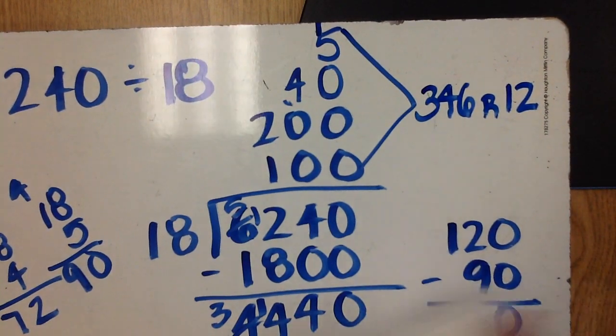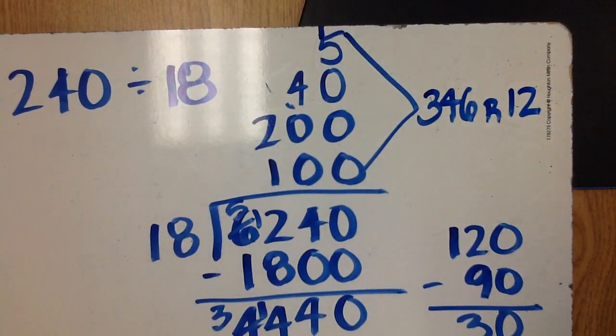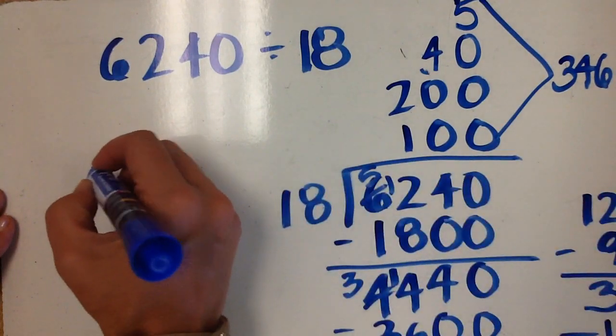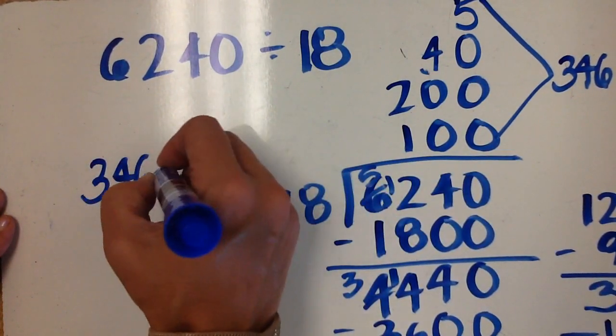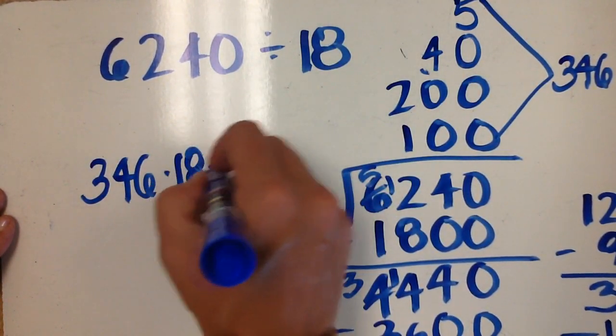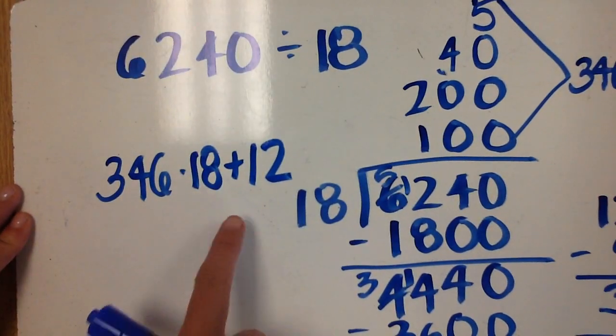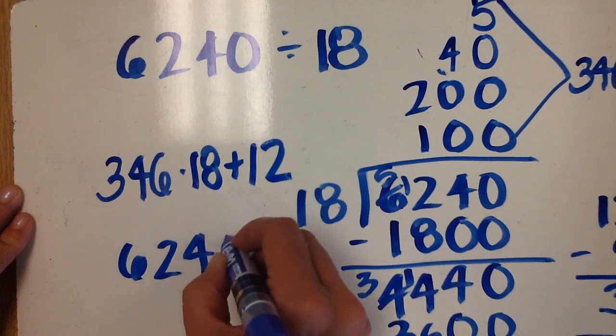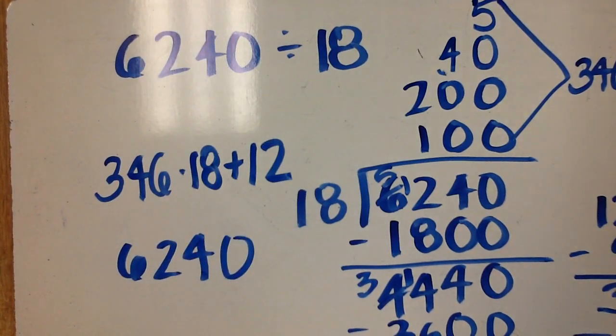And again, I want to check this with multiplication just to make sure that I divided correctly. So I would do 346 times 18 plus my remainder of 12. And when we do that, we do get 6,240. So this is a demonstration of how you can use the stack up method to divide multi-digit numbers.